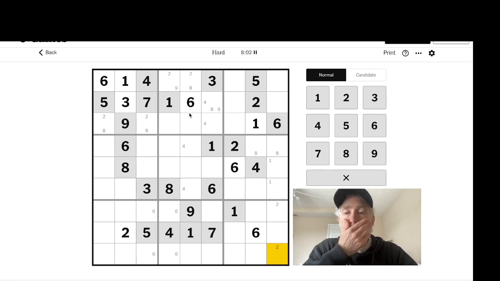All right, let's regroup here. Let's go back up top. We have this 2, 8 pair. What do we need in this row? We need a 3, 4, 5, and 7.